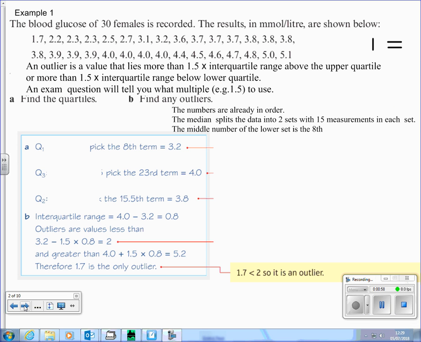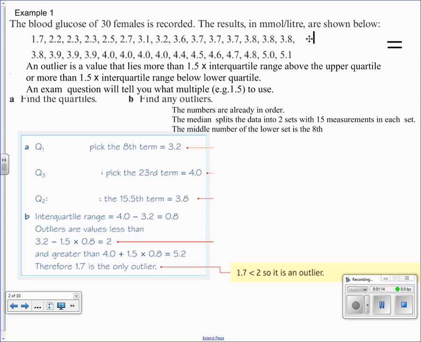Here's an example with 30 measurements of blood glucose. The numbers have to be written in order first. That's already been done. The median splits the data into two sets. So in this case, it splits the data into two sets with 15 in each set. The median will be 3.8. Each set has 15 numbers in. So the middle number will be the 8th number.